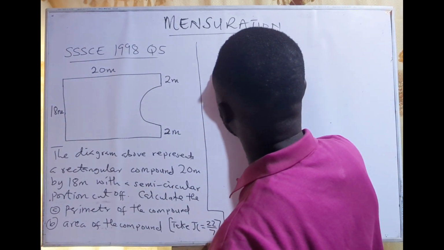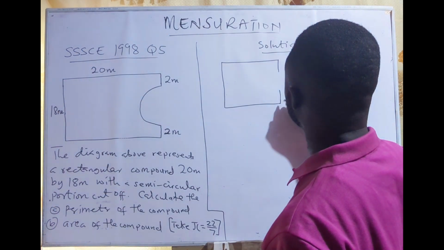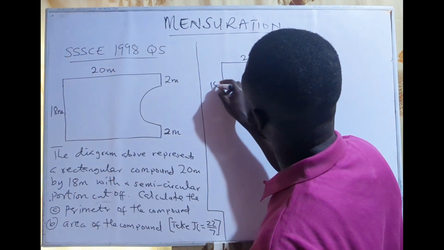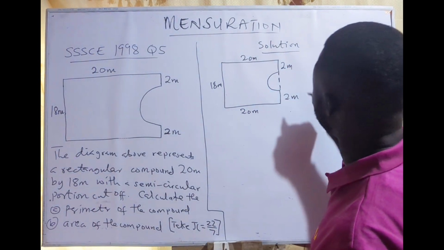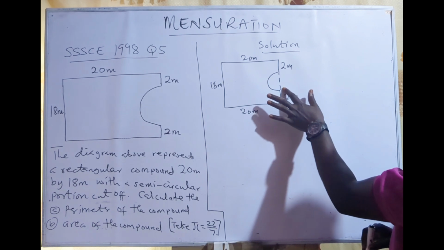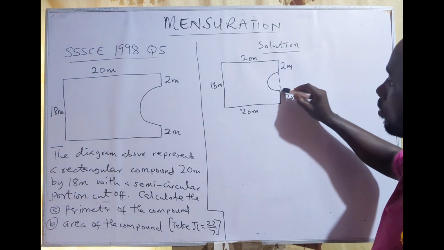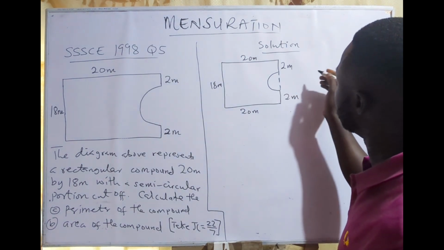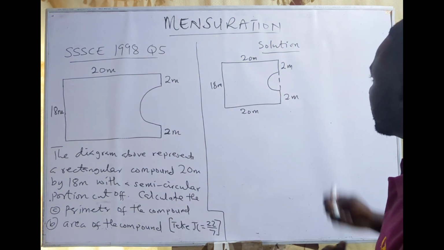So let me redraw the diagram again so that I can find the radius. So 2 meters, 2 meters, 20 meters, 18 meters. The opposite sides are equal. So if I join from here to here, it becomes the diameter, because this is a semicircle. This particular line is the line that divides the circle into 2. So if I join from here, I'll get a full circle. From this side to this side becomes the diameter of the semicircle. So here is the diameter. If I get the diameter, I divide it by 2 so that I can get the radius of the circle.